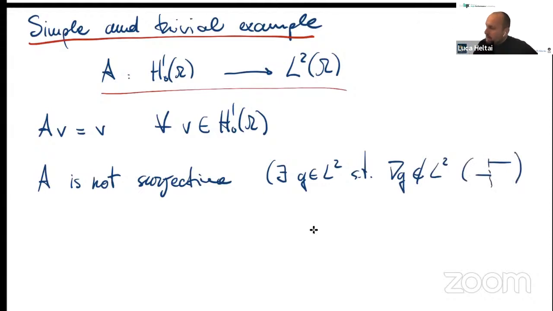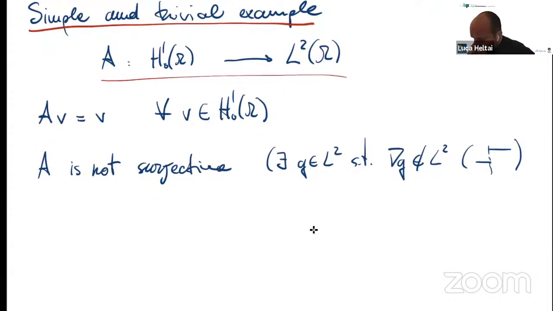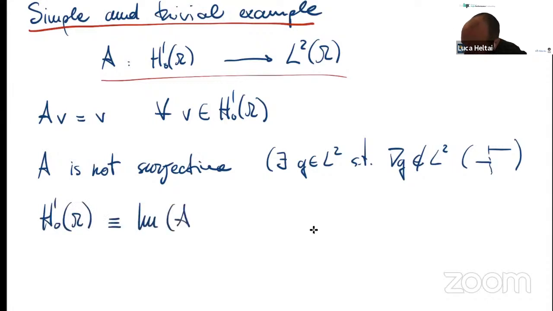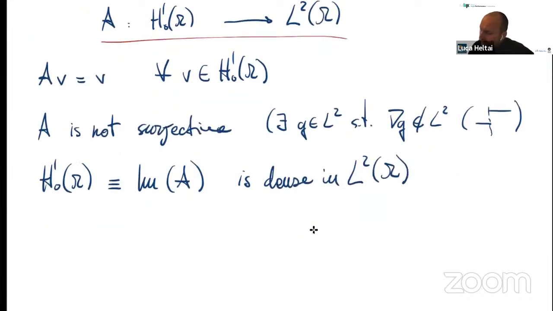If you have a function which has a jump, but it's bounded, it's a function which is in L2 of the domain omega, but it's not a function which is continuous, which is in H1. Since A is not surjective, what you can say for sure is that there exist... However, let me just observe the following thing as well. H10 of omega, which is coinciding with the image of A in this particular case, is dense in L2 of omega. And from the way that we wrote this, the kernel of A is actually equal to zero, okay?